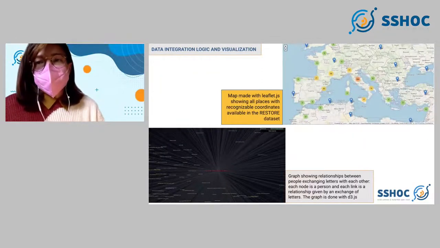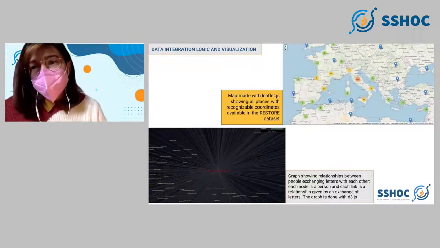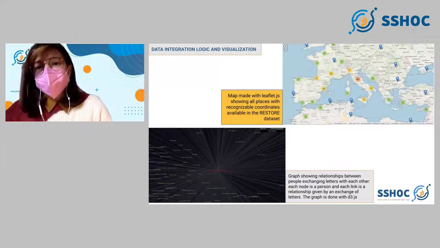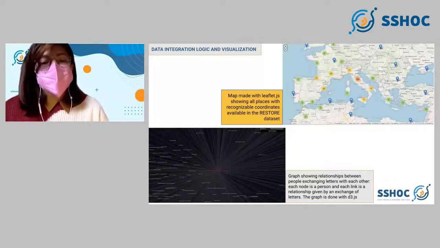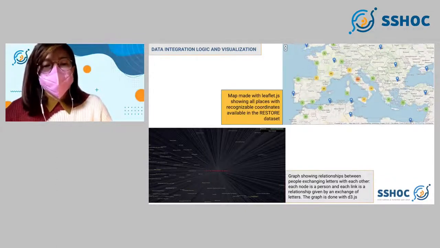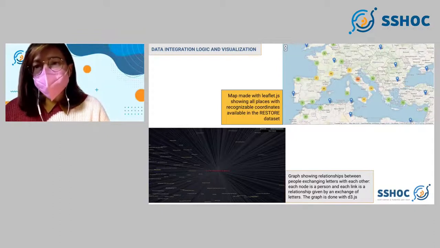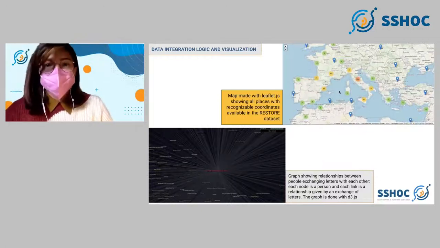Here we have a sample of all the places we were able to map, and these places were mentioned within different data sets. And the other image shows the relationship between anthroponyms that we are now able to show. And next slide.